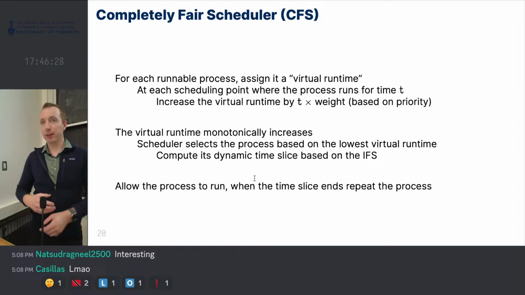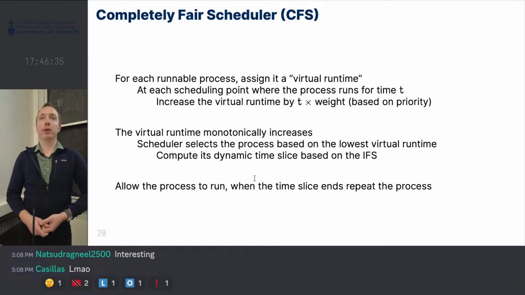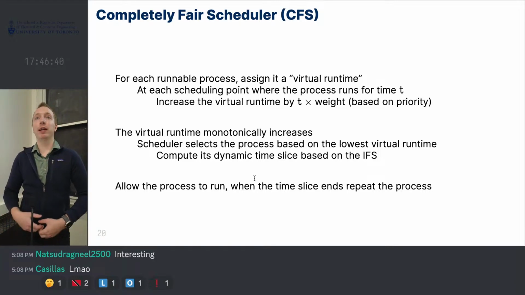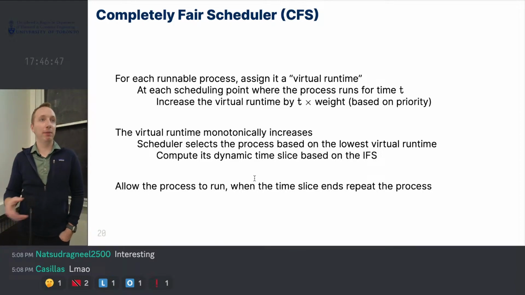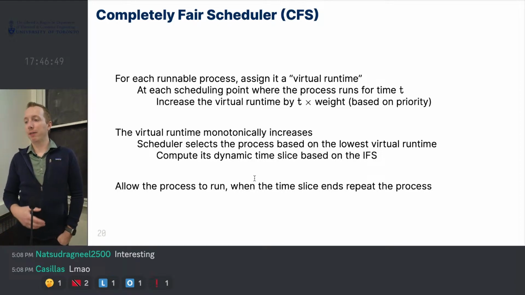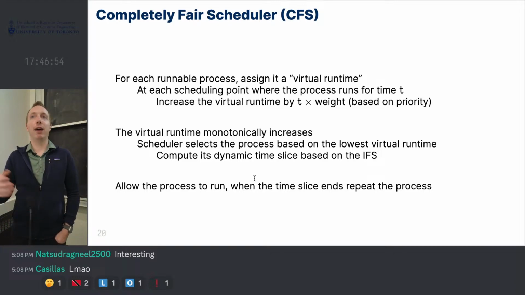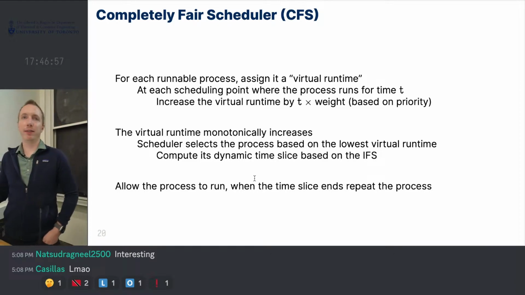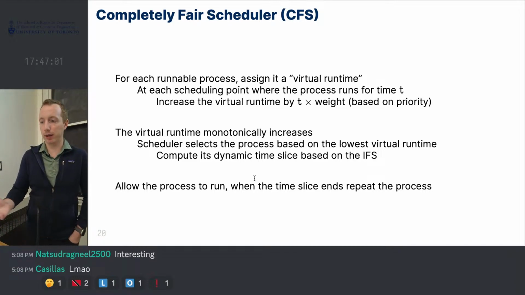So a scheduler in this case has a very easy decision. Its only decision is to pick the process with the lowest virtual runtime, because that needs to run more to get up to the fair amount. And the time slice it gets, the kernel will compute that time slice, which is t, based off what would be fair, based off how many processes are currently running and how far behind this process is to the next process's runtime.